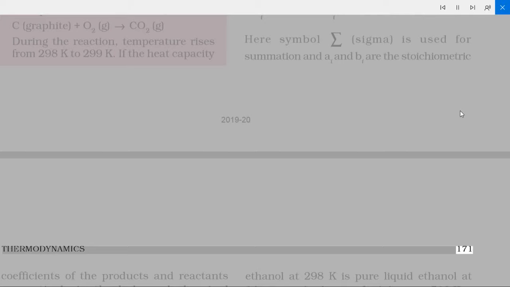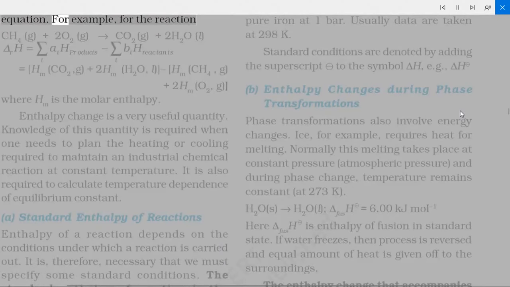coefficients of the products and reactants respectively in the balanced chemical equation. For example, for the reaction CH4(g) + 2O2(g) → CO2(g) + 2H2O(l), ΔrH = Σ ai Hm(products) − Σ bi Hm(reactants) = Hm(CO2, g) + 2Hm(H2O, l) − [Hm(CH4, g) + 2Hm(O2, g)], where Hm is the molar enthalpy.